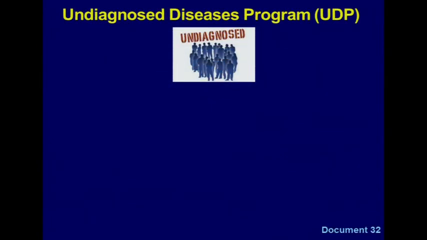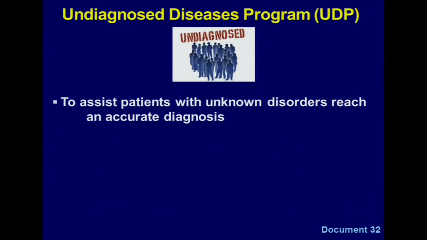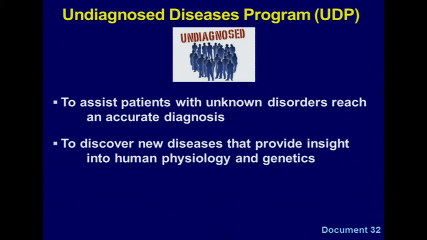Well, the last Common Fund program I want to tell you about is something I've told you a lot about in the past. In multiple director's reports over the last 2 years, I've spoken about the NIH Undiagnosed Diseases Program, or UDP. Founded by NHGRI's clinical director, Bill Gahl, this trans-NIH program has been highly successful and also highly acclaimed. Run out of the NIH Clinical Center within the NIH Intramural Research Program since 2008, the UDP aims to assist patients with unknown disorders reach an accurate diagnosis and also to discover new diseases that provide insight into human pathology and genetics. The program has served as a referral of last resort, if you will, for patients whose conditions have failed to yield a diagnosis.